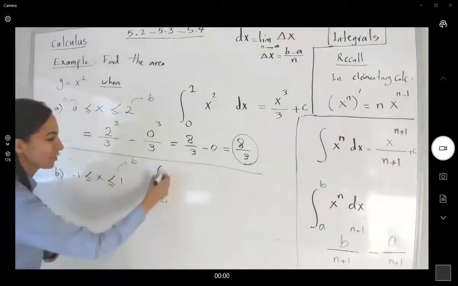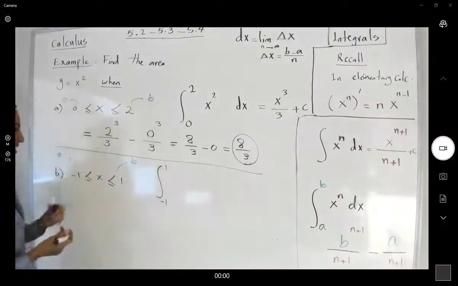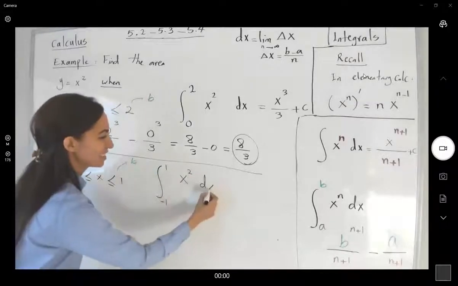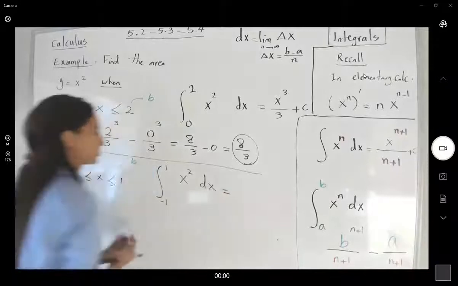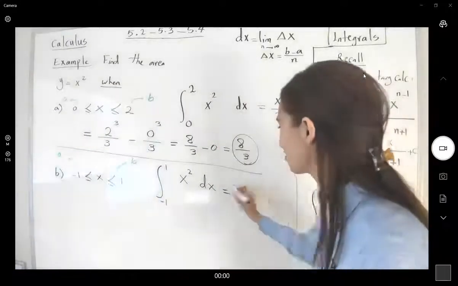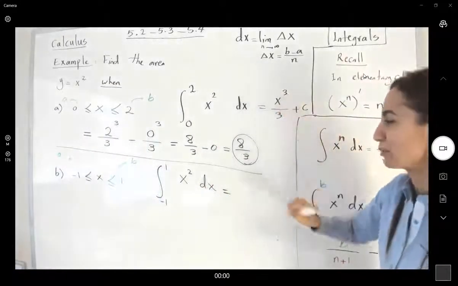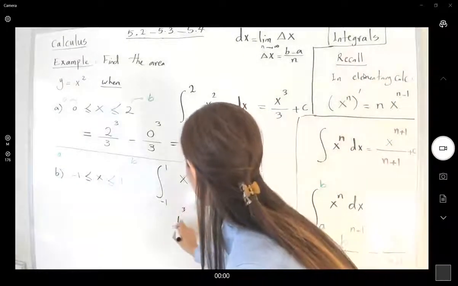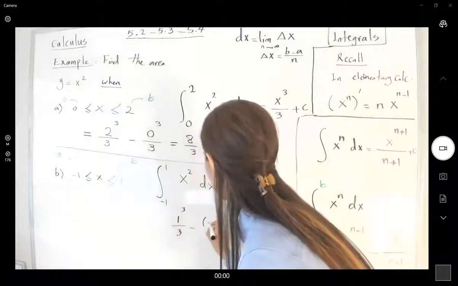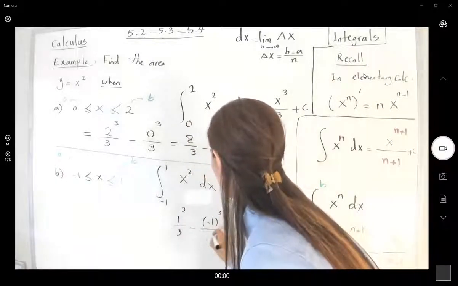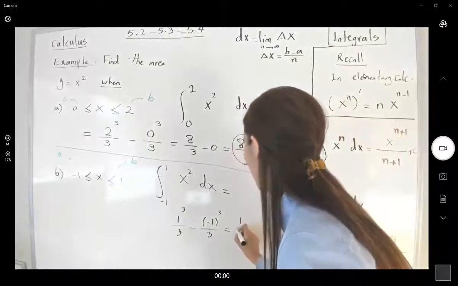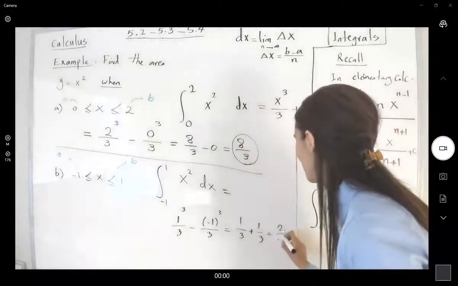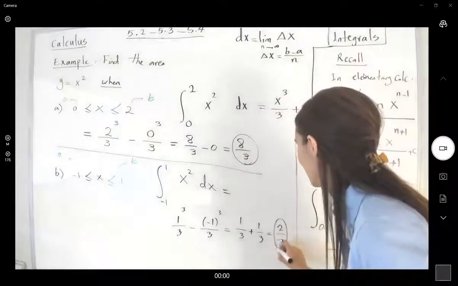Integral from -1 to 1 of x squared dx. Let's see what do we have. Here I have x cubed divided by 3. So 1 to the third divided by 3 minus -1 to the third divided by 3. I have a third plus a third, which is 2 thirds.